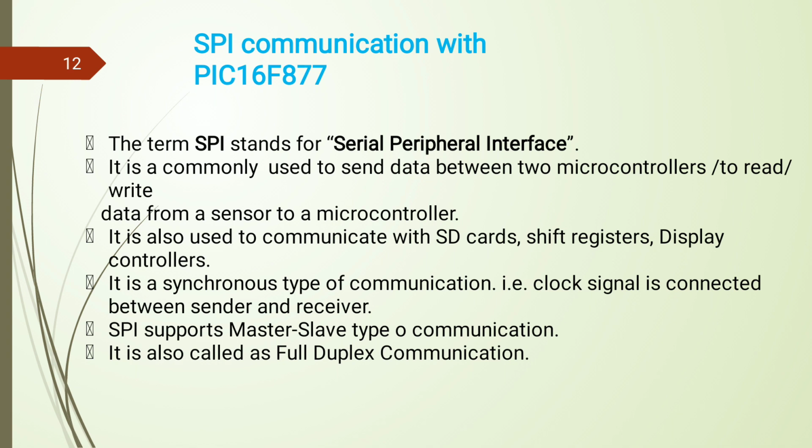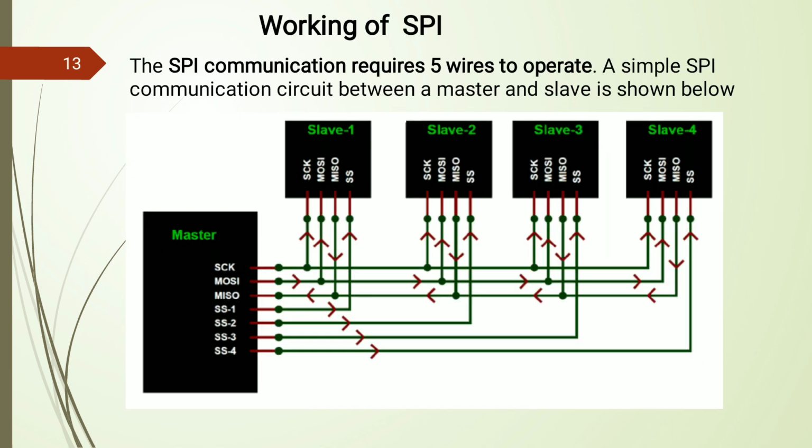In SPI communication, SPI supports single master, multi slave communication, that is, slaves are more, but mostly only one master is used. It is a full duplex type of communication protocol. Here the basic working model of SPI communication is shown: one master along with some pin connections we discussed, and a number of slaves, that is 1, 2, 3, 4.